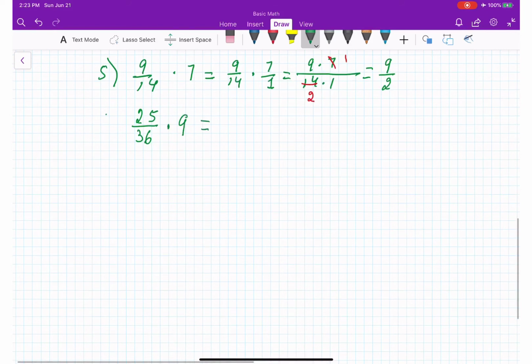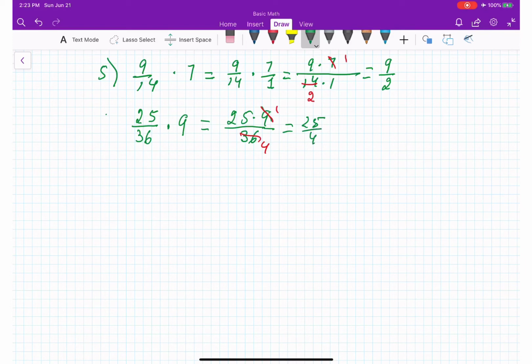That is going to be 25 times 9, divided by 36. 9 and 36, I can divide by 9, so here will be 1, and here I will get 4. 25 and 4, I cannot do anything, so the answer will be 25 over 4.